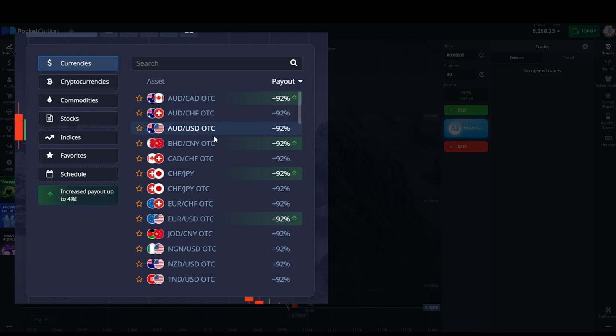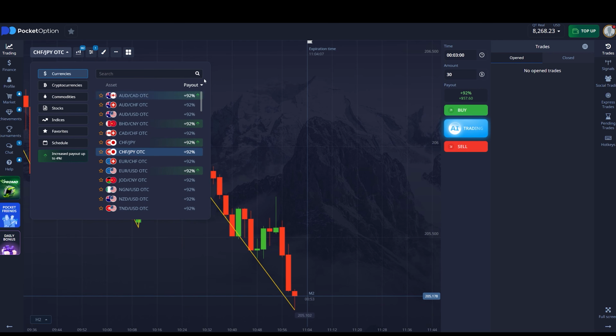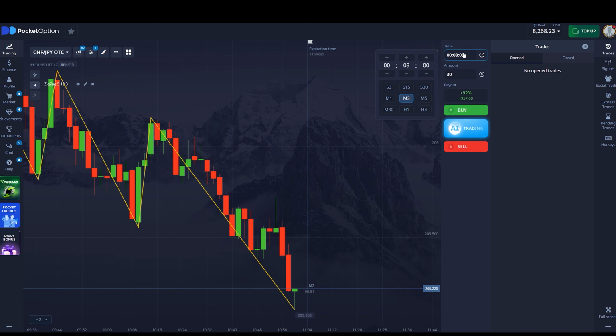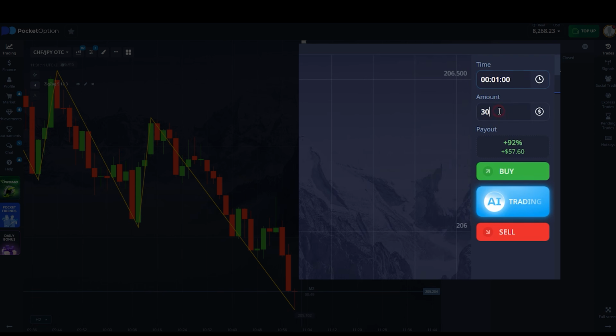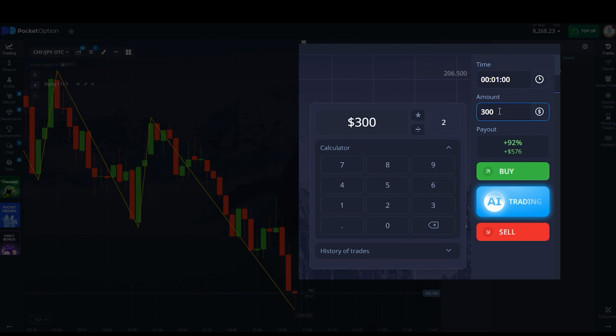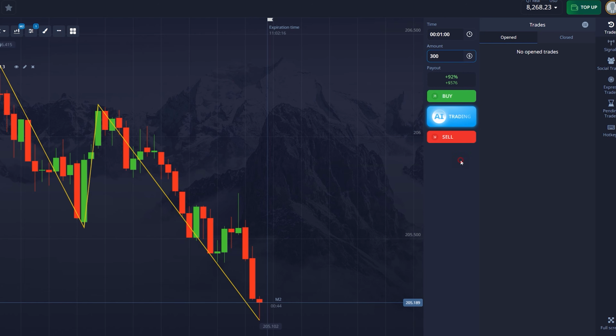We go to Pocket Option and choose between the regular market and OTC. Then we select a currency pair. We set the trade time to 1 minute and select our bid amount. We open a trade for buy or sell. In this case, buy.